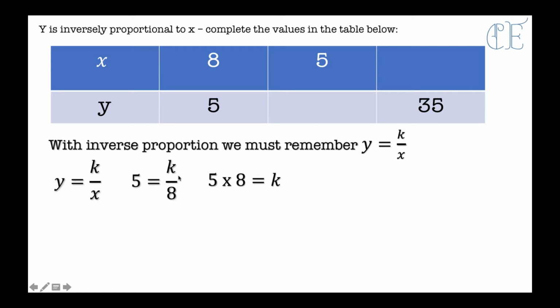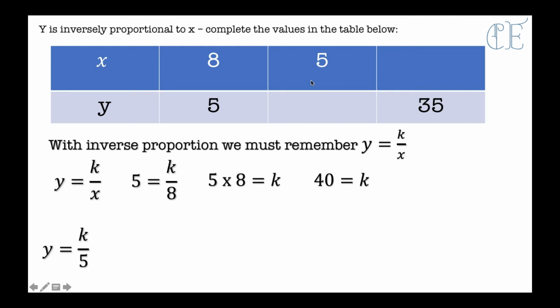The reason for that is because you've got k here and it's being divided by 8. To get k on its own, we do the opposite by timesing by 8. So 5 times 8 is 40, so k must be 40. If k is 40, we know now that we can work out any other values here.